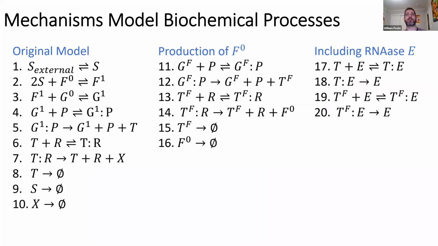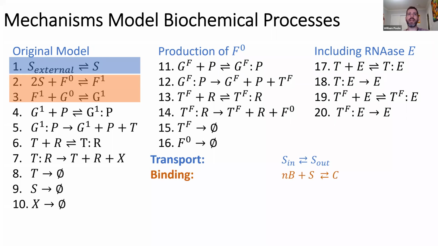So let's first start talking about mechanisms. So mechanisms are really the heart of Biocompiler. And mechanisms represent biochemical processes. So for example, I might have a transport process where something from inside goes to outside or vice versa. Or I might have binding. So here I'm having two different binding reactions where 2s binds to F0 or F1 binds to G. And these are both sort of the same motif. The equations look very similar.